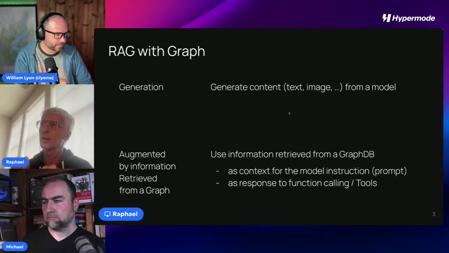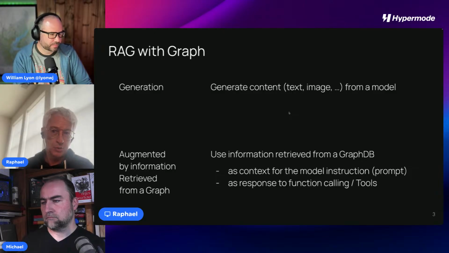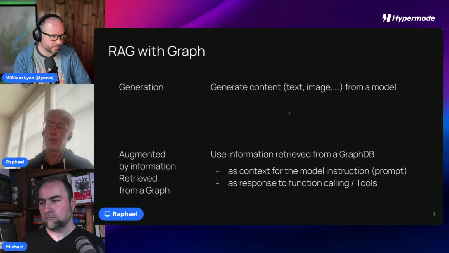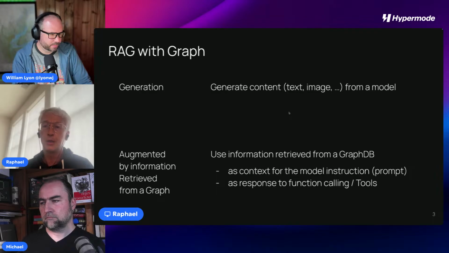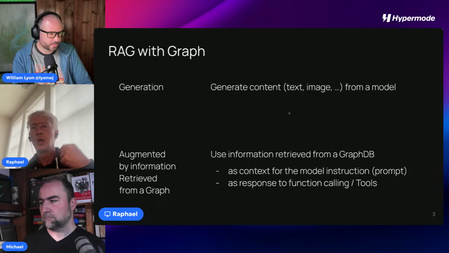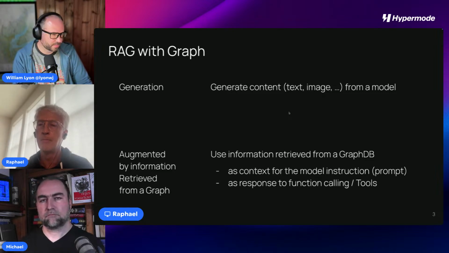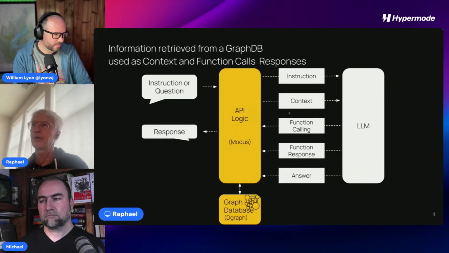So to me, it's about generating content. It could be a text, an image, or whatever, but from a model, using data that we retrieve from the graph. And the data that we retrieve from the graph, as Michael said, could be used for the context or the prompting, but it could also be used by the function tooling. So the more agentic approach, when the model will decide to say, oh, I don't have enough information myself in the memory of the model, so I need to use a tool, and the tool could use the graph, and then we can start to use very interesting things.